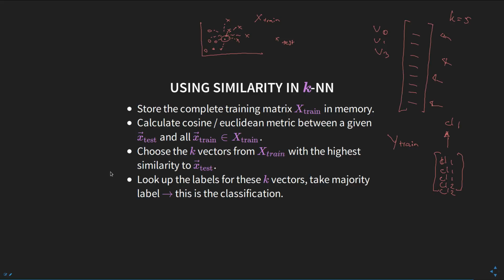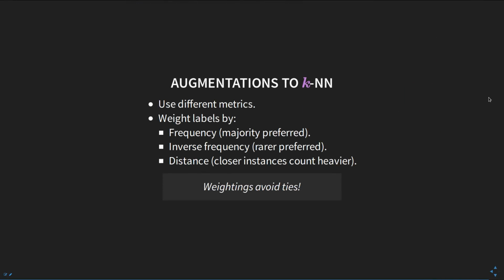Now one of the first questions you usually ask is, what happens if we have an even k and we have a tie? Well, we can do some augmentations to our KNN algorithm. They are listed here. So other than using either Euclidean distance, maybe Manhattan distance, or cosine similarity, we can also weight our labels by, for example, the frequency of the labels. So we look at the distribution.